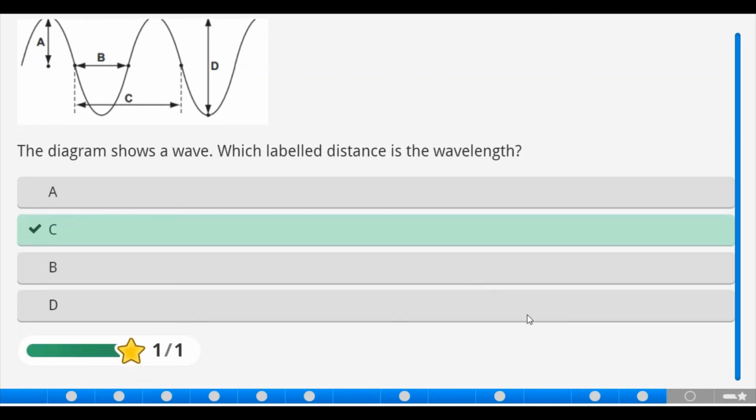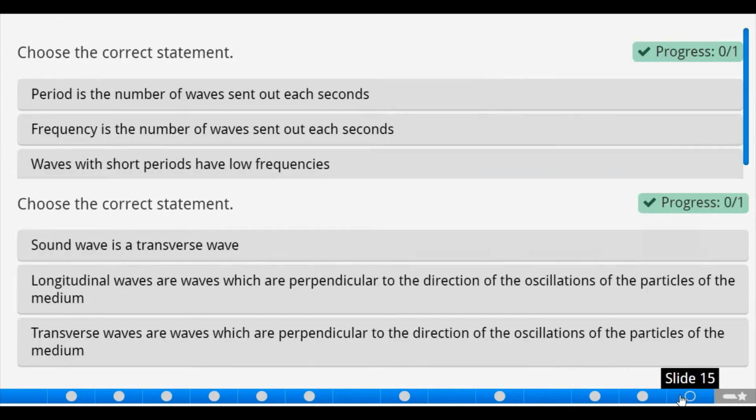That is it. So before we go today, let's check for the correct statements in each of these two measures that we have. From number 1, we have period is the number of waves sent out each second. That is wrong. Period is the reciprocal of what? Frequency. Frequency is the number of waves sent out each second. That is correct.